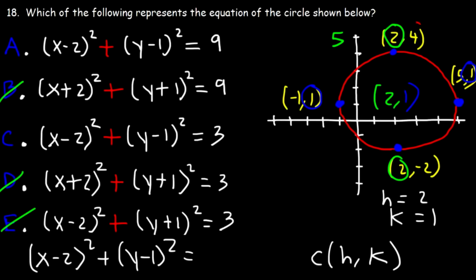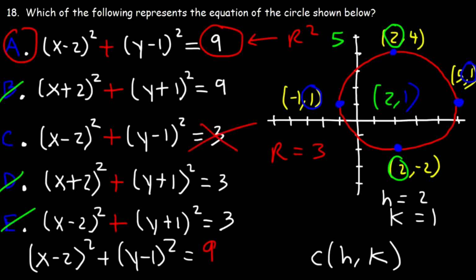If you take the difference between 2 and 5, it's 3. If you take the difference between 4 and 1, it's 3. The same is true from negative 1 and 2. They differ by 3. So the radius is 3. Now, the equation of the circle is r squared, and r squared is 3 squared, which is 9. So whenever you see this value here, it's not r, but it represents r squared. So clearly, we can see that answer choice A is the answer. r squared doesn't equal 3. r is equal to 3. r squared is equal to 9.